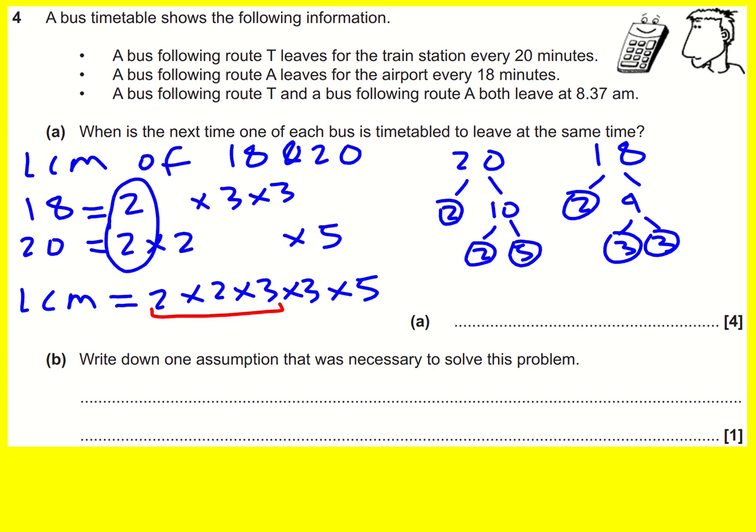I just made a mistake there. Let me backtrack. So 18 is... Hold on. 18 is this bit. Yeah, that's it. And then 20 is this bit and this bit. So you can see I have to have all these numbers.